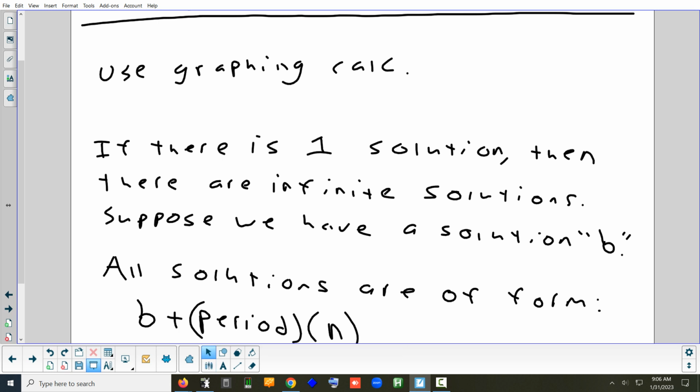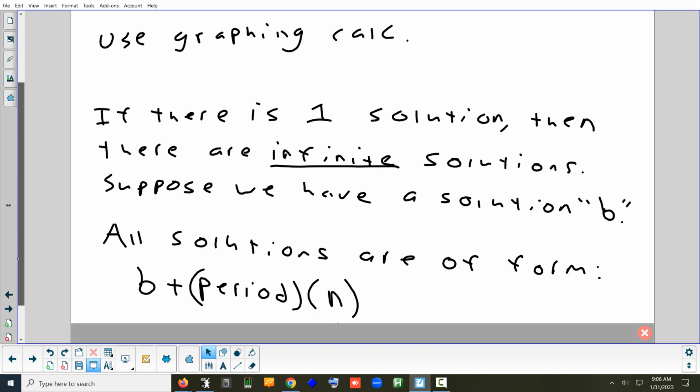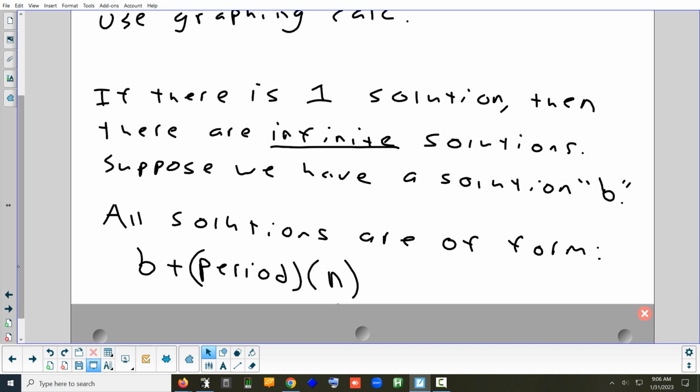All right, so if you can find one solution in a cycle, then that really means there's infinitely many, because you could zoom out and keep finding that solution in later cycles. Well, if there's infinitely many, we can't write them all down. So the way we do it is you write one of them, and then this part on the end tells me that that answer repeats.